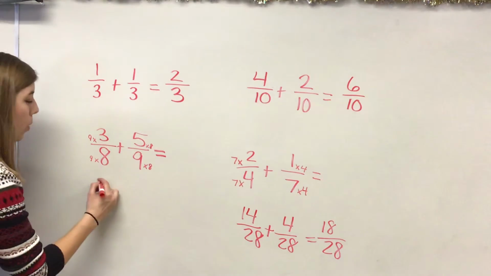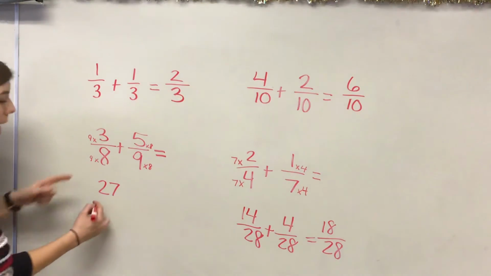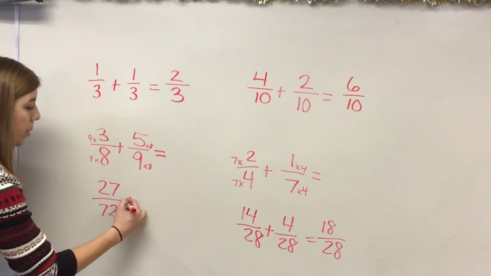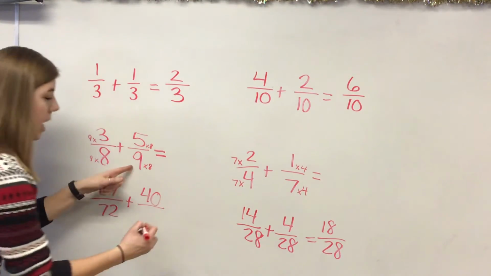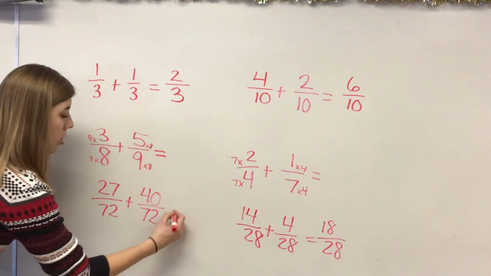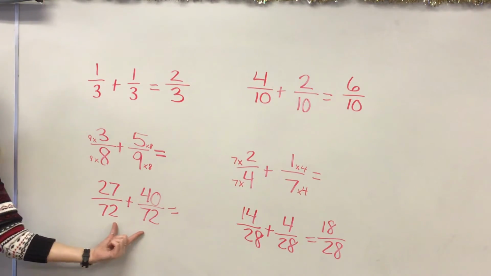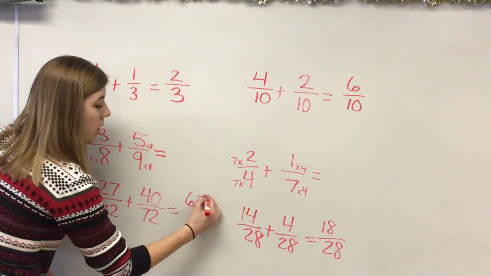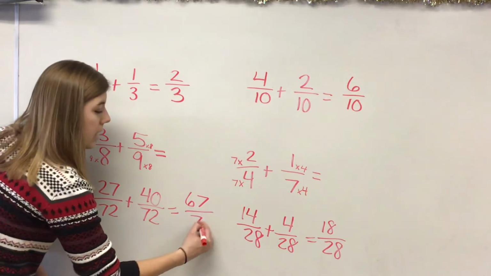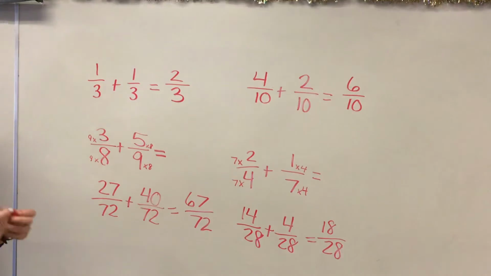9 times 3 is 27. 9 times 8 is 72. Plus 5 times 8 is 40. 9 times 8 is 72. So again, I have the same denominator, so I can add my numerators, 27 plus 40, and my denominator stays the same. All right, go ahead and give a few of these a try on your own, and let's see how you do on those with both common and unlike denominators.